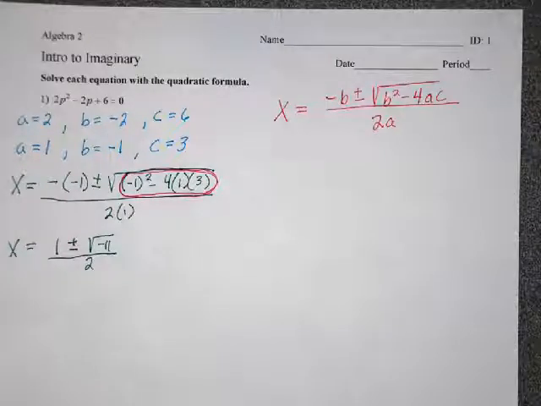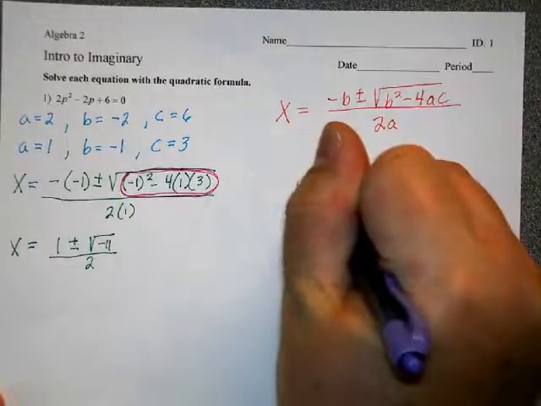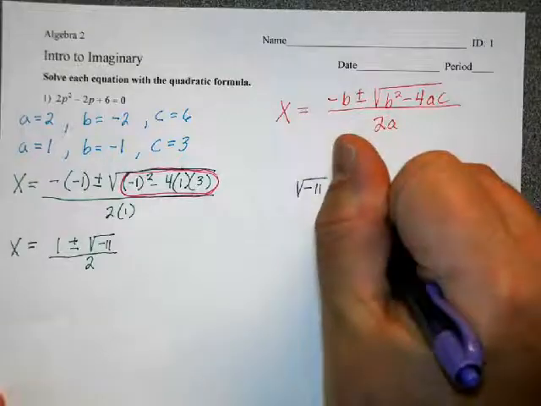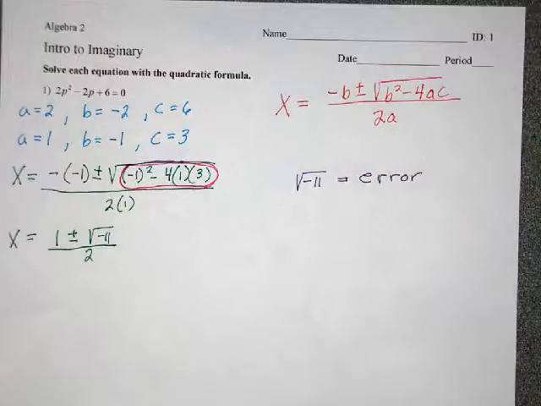Why do you think you got an error? Okay, good. You got an error because when you tried to take the square root of negative 11, or a negative number, your calculator couldn't do it, right? Can you do it manually? You got to have a smart brain.